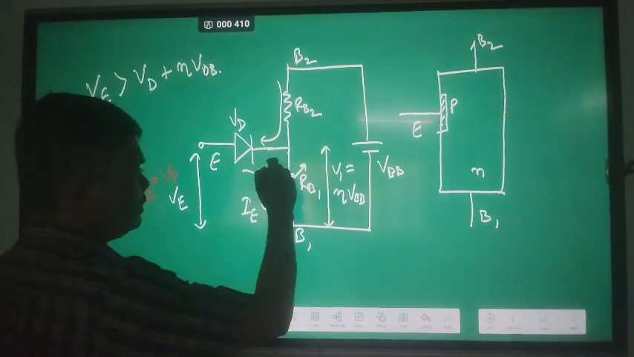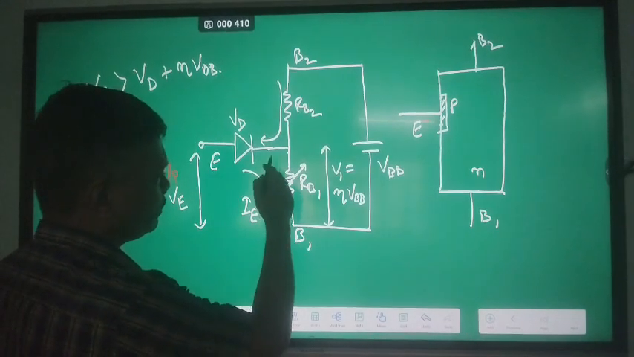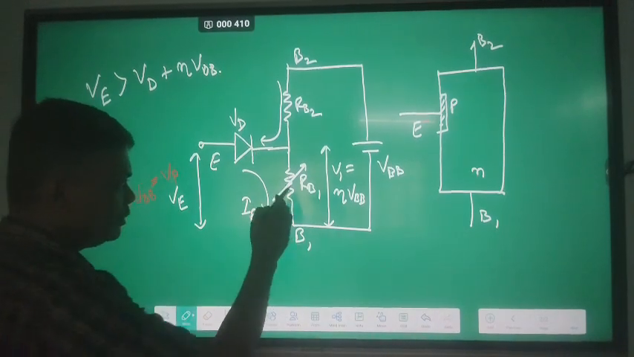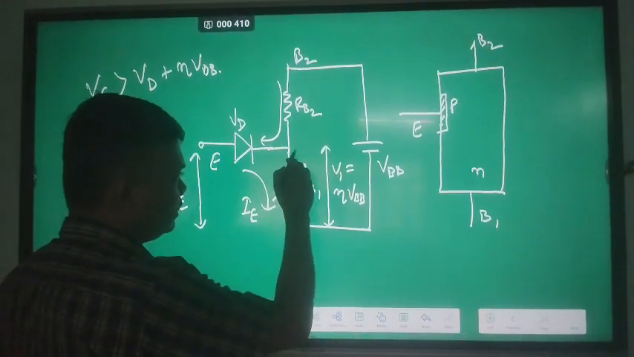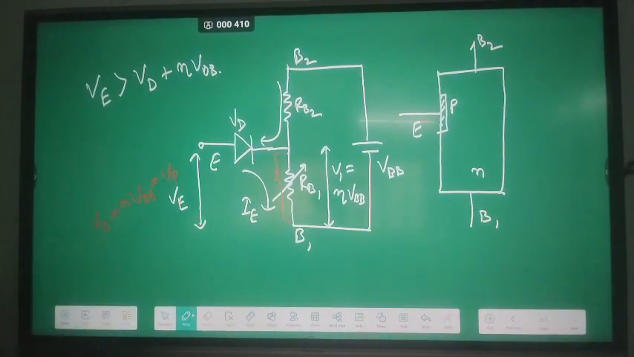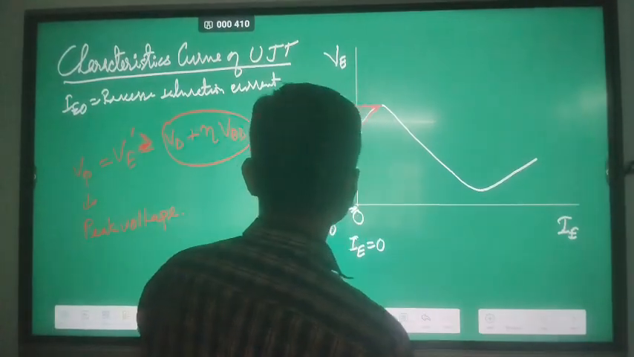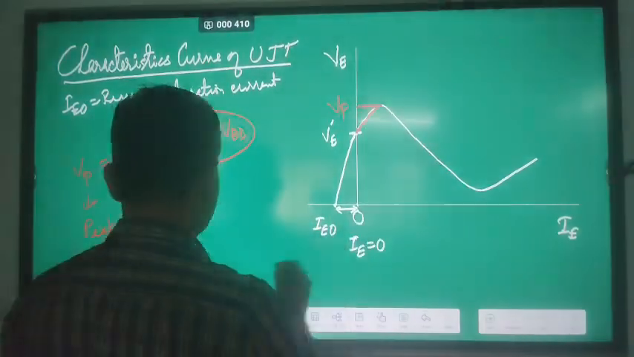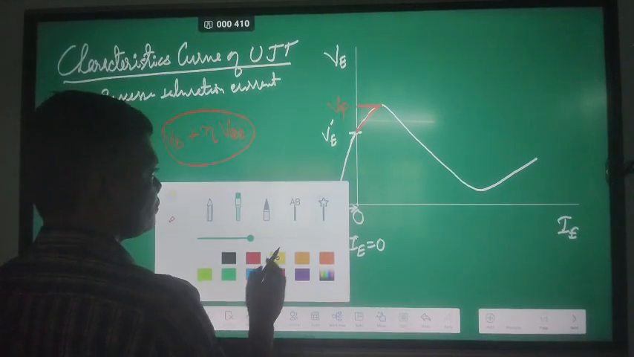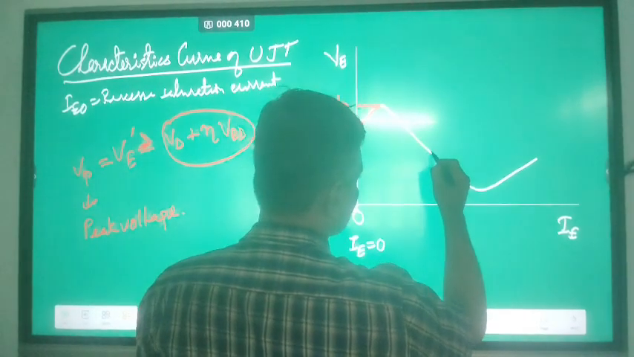Because of the injection of the holes, that means because of the movement of the holes and the electrons in the opposite direction, the conductivity of this portion will increase. That means there will be a rise of current. So the current will now rise.